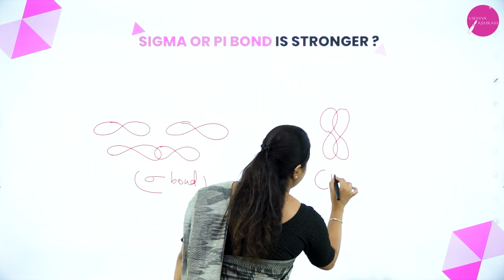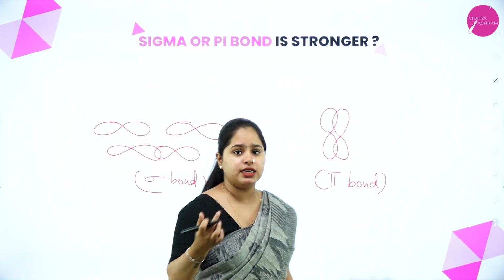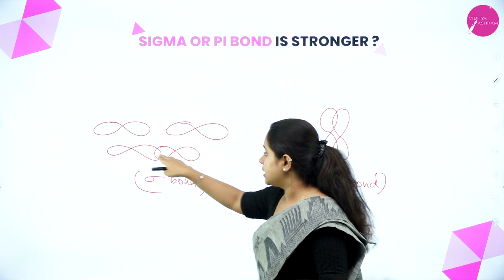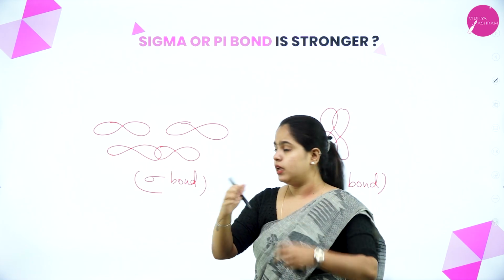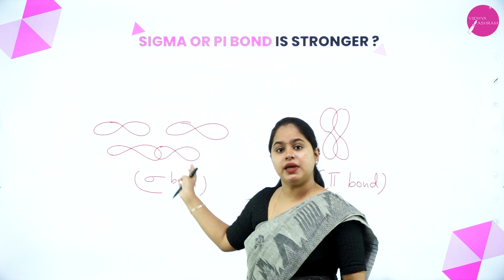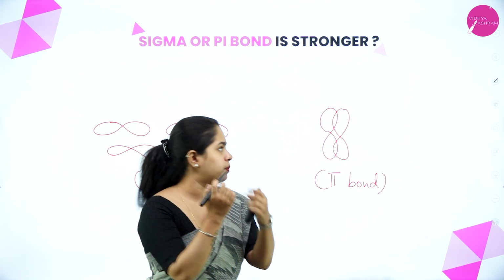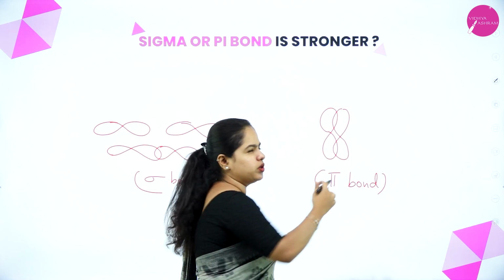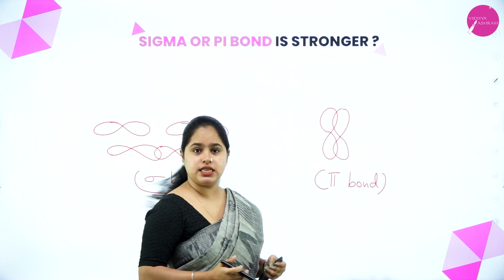And this is a pi bond which is formed here. Now from here itself you can understand which one will be stronger. Yes, here the extent of overlapping is more. Right, it is head on. That means the extent of overlapping is more here. But consider this one, it is sideways overlapping, meaning a very little area is getting overlapped. Right, the extent of overlapping is less in this case.